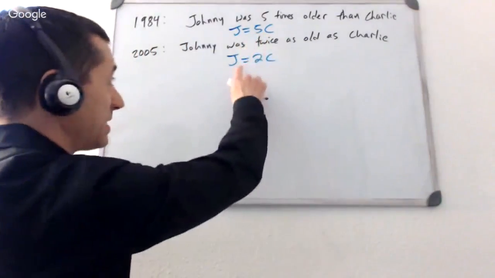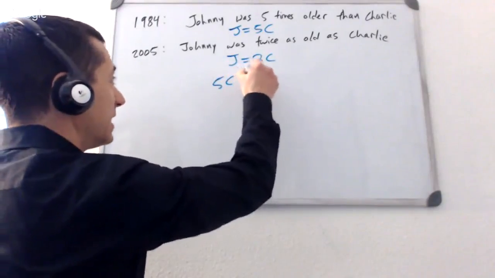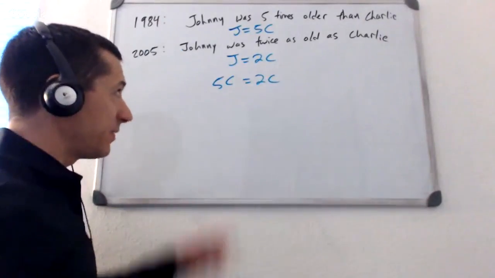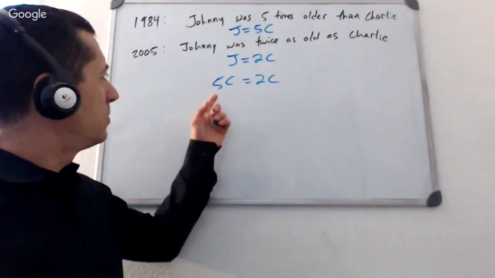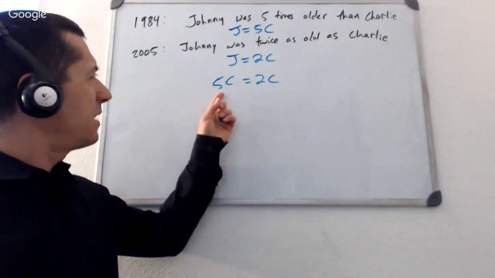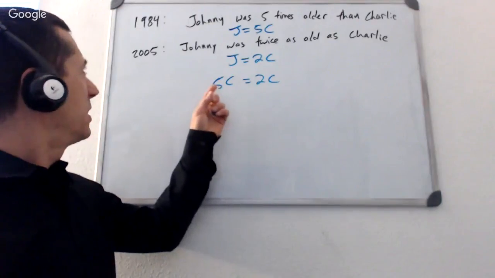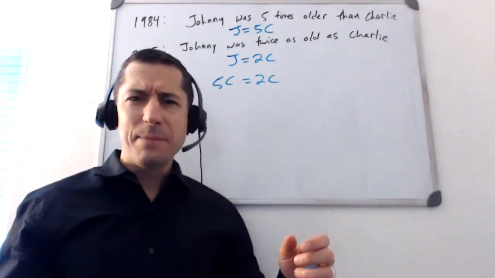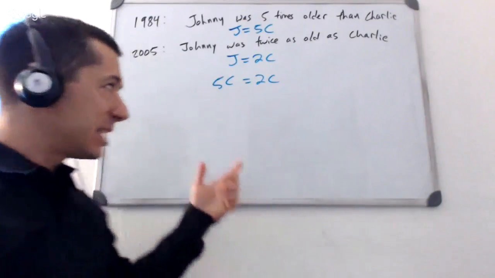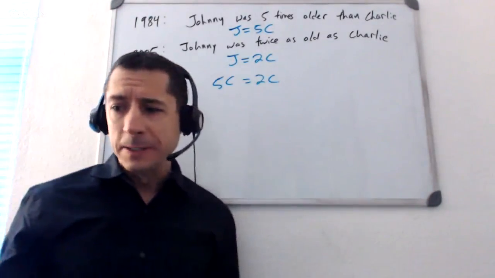If J is equal to 5C and J is equal to 2C, then literally what you're implying here is that 5C equals 2C. In other words, somehow when Charlie was 5 times older than he was in 1984, he was also twice as old as he was. I'm not even sure what I just said, but it doesn't make any sense.